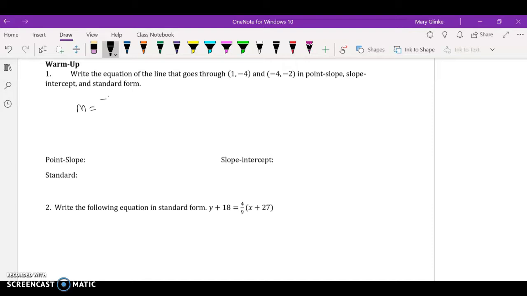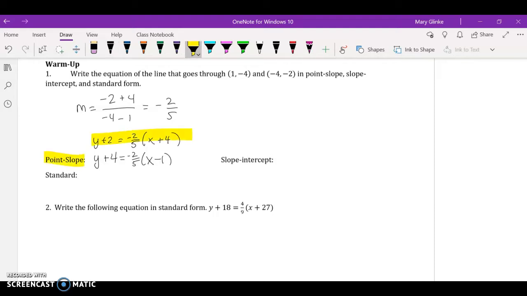So for number 1 here, when we plug everything into our formula, we get a slope of negative 2/5. This fraction is not going to reduce, so we're just going to leave it as is. For point slope form, you could have one of two options. You could have y plus 4 equals negative 2/5 times x minus 1, or y plus 2 equals negative 2/5 times x plus 4. Either one of these is totally fine for your point slope form, okay? And for those, you would just leave it as is.